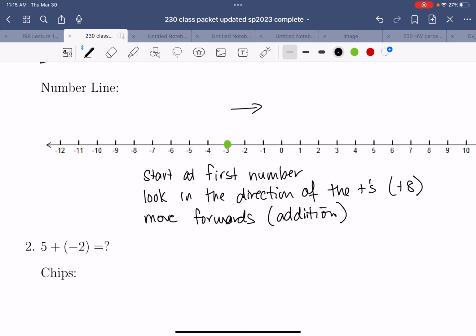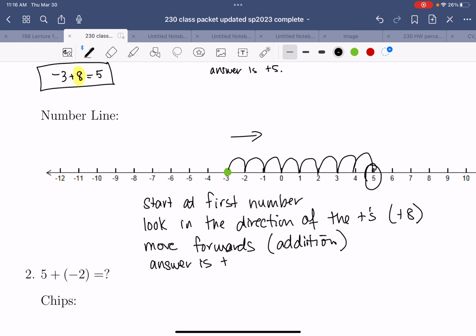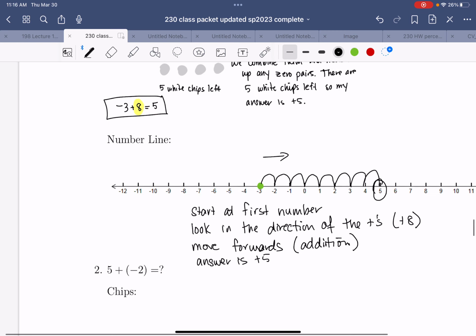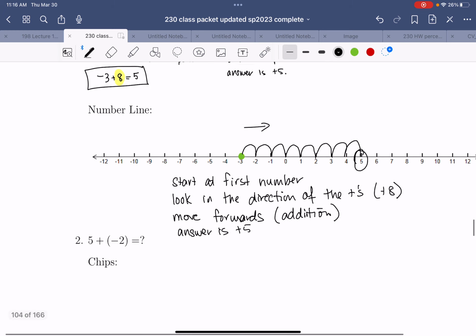And again, you're going to turn this into full sentences as an explanation for me. And we're going to move that number of spaces. So we're going to look at the positive numbers and move in the direction of the arrow 8 times. So 1, 2, 3, 4, 5, 6, 7, 8. And I land on positive 5. Okay, so my answer is positive 5. If that confused you, just hang tight. We'll do a couple more examples and see if we can help you understand more clearly.